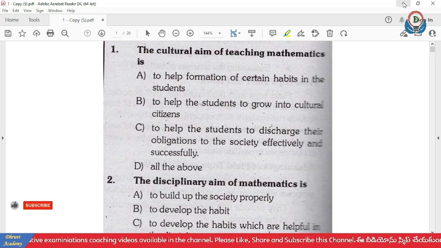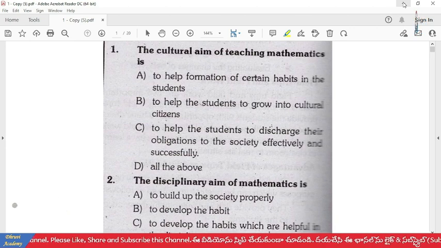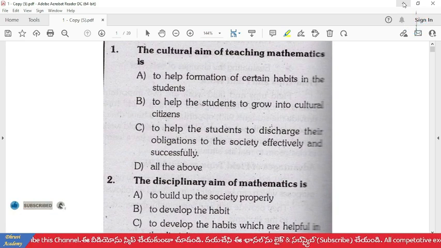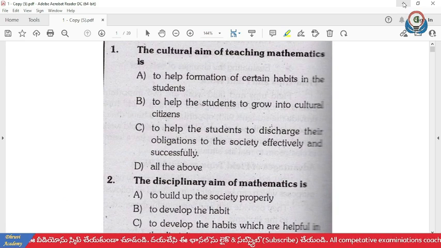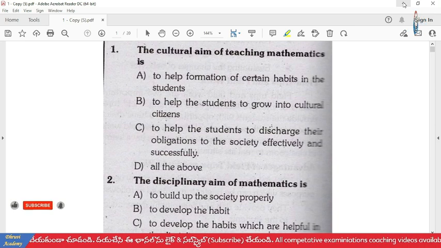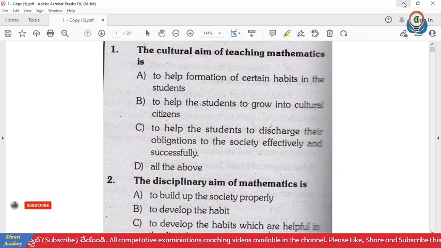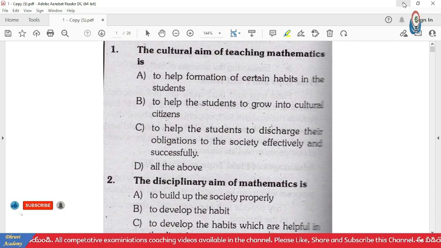First one, the cultural aim of teaching mathematics is: A, to help formation of certain habits in the student; B, to help the students grow into cultural citizens; C, to help the students discharge their obligations to the society effectively and successfully; D, all the above. The answer is D, all the above. These are all the cultural aims of teaching mathematics.